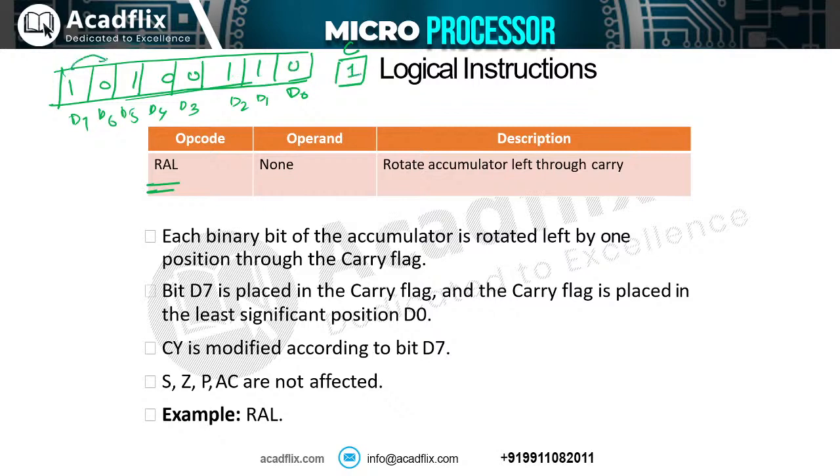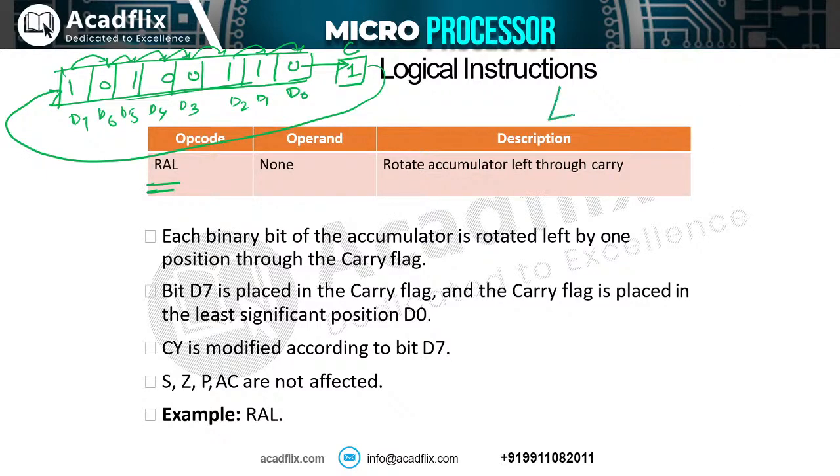Now all the bits will be shifted to right. Same thing will happen as previous, but now this bit will be shifted to the carry flag and this carry flag will be shifted back to D7. This is the difference between the previous instruction and this instruction. Have you understood the difference between these two instructions?